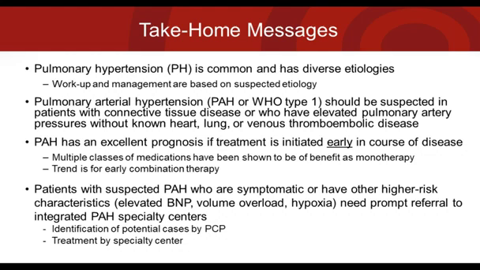So, take-home messages. PH, pulmonary hypertension, is common and has diverse etiologies, and the workup and management are based upon that etiology. Pulmonary arterial hypertension, or type 1, is a subset of PH, and it should be considered in patients without known heart or lung disease, and particularly those with connective tissue disease, family history, or HIV disease. It has a great prognosis if it's caught early and treated with combination therapy. Treatment will take place at a specialty center, but that workup, the top of that funnel, those patients need to be identified in primary care.